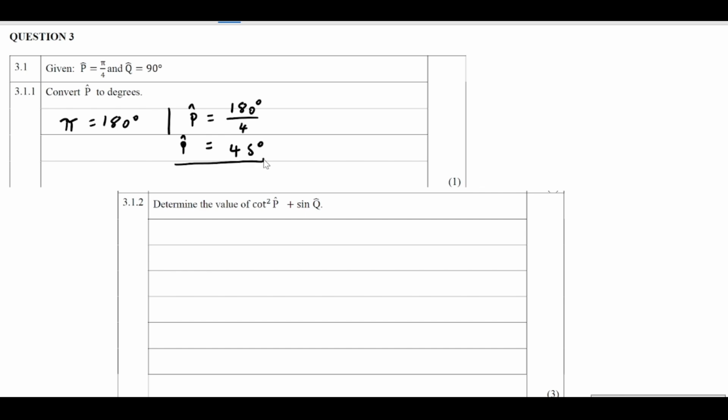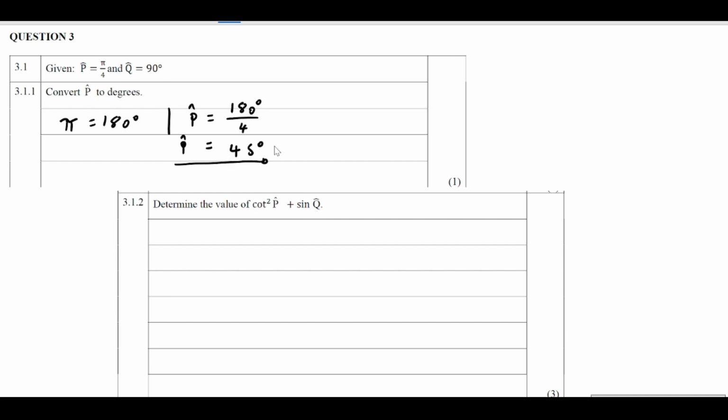Simple and straightforward, no? Very easy. Wherever you see pi, just replace pi by 180 degrees and then put it in your calculator. You have the answer there. And then determine the value of cot squared of P plus sine Q.